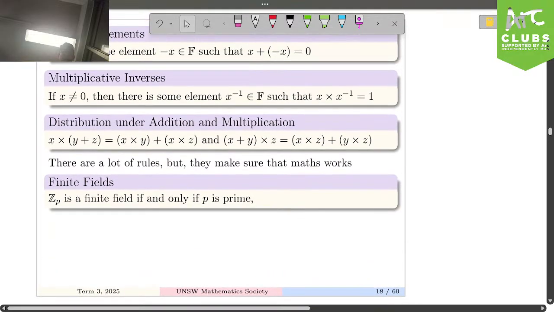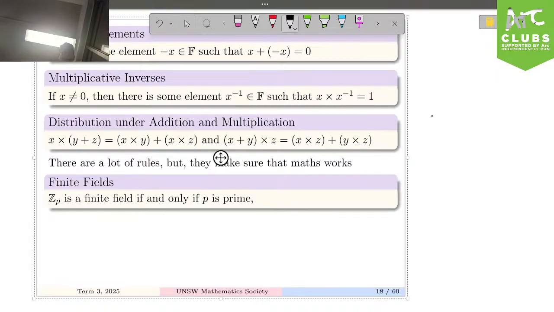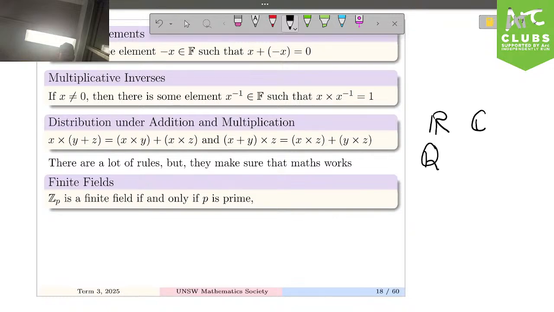The reason that we go through this is because we want to introduce the idea of a finite field. So usually when we think about fields, we're thinking about R, C, Q. These are all fields, but they're all infinite. They all have infinitely many elements. Finite fields are the exception. These are fields with finitely many elements. And these are very nicely classified.